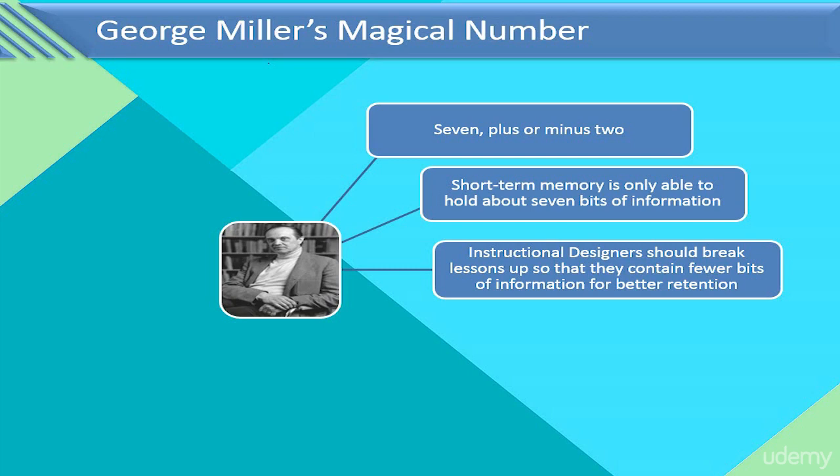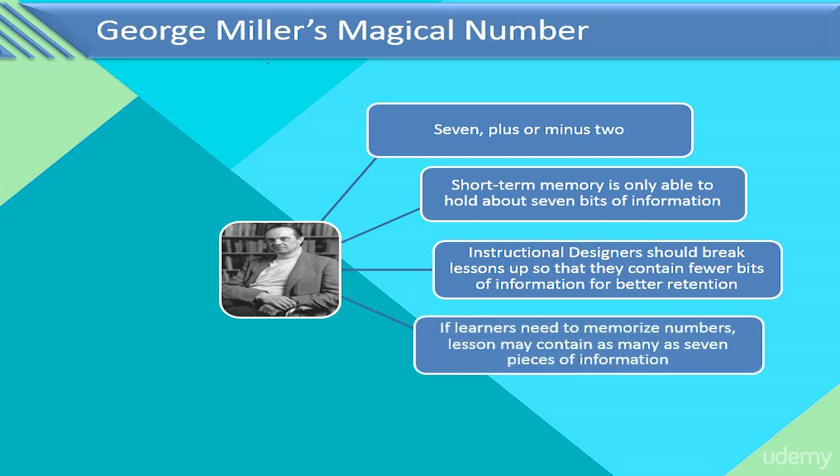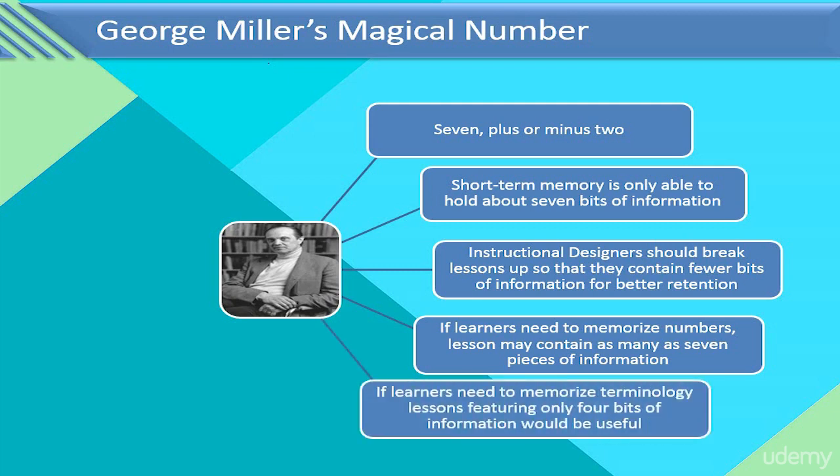For instance, most people can remember numbers more easily than words. Therefore, if the course requires learners to memorize numbers, you can create lessons that contain as many as 7 pieces of information. On the other hand, if the lesson requires memorization or retention of terminology, smaller lessons featuring only 4 bits of information would be useful.